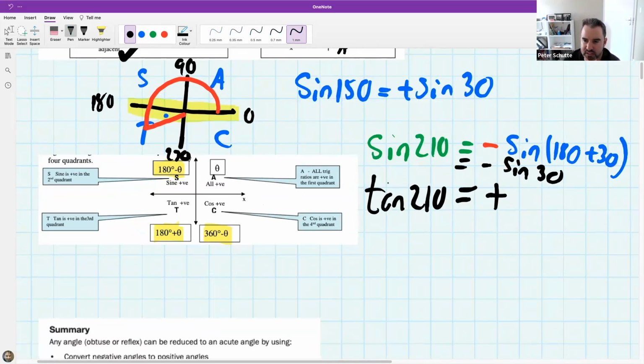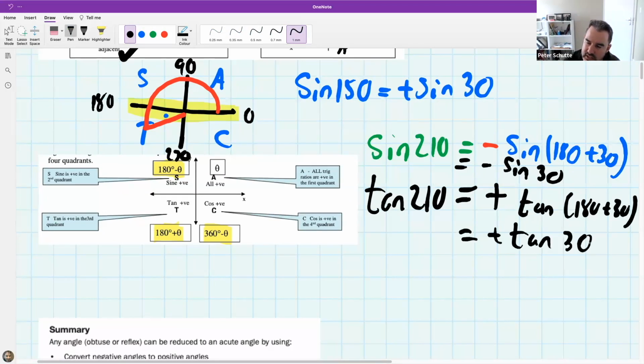Now, the same thing is going to happen with the tan of 210, except I'm going to rewrite that as the tan of 180 plus 30. And then when I reduce it, I'm going to get positive tan 30. And that's what we call the reduction formula using the horizontal. We have reduced these angles using the nearest horizontal. We rewrite them in terms of the nearest horizontal. And then when we reduce, this drops away.